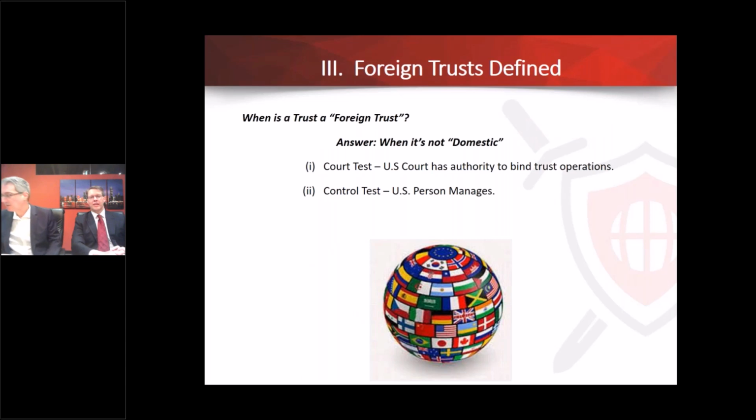Okay. As regards the foreign trust, first we need to define what that actually means under the tax code. And basically, there's a two-part test, two prongs. There's the court test and the control test. For a domestic trust, it must meet both tests. Basically, the court test means that a U.S. court has the authority to bind the trustee and the administration of the trust. The control test is where's the trustee? If the trustee is in the U.S., it's domestic. If it's a foreign person, there's no longer the control test. So you have to have both. So if a trust fails either of these tests, it's a foreign trust.